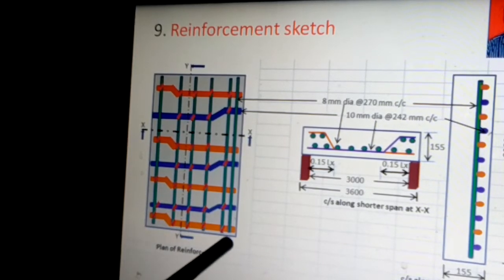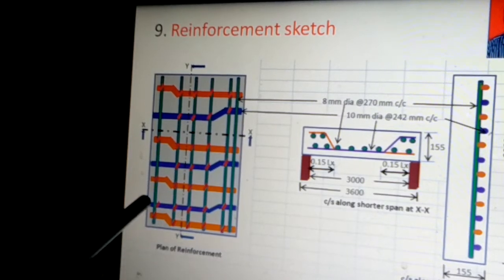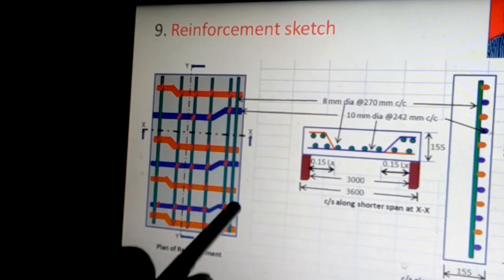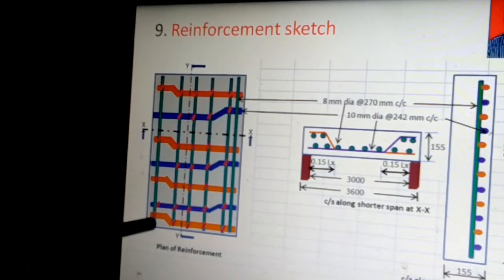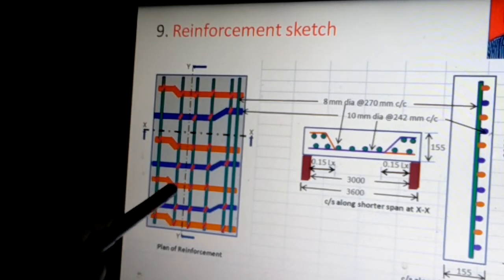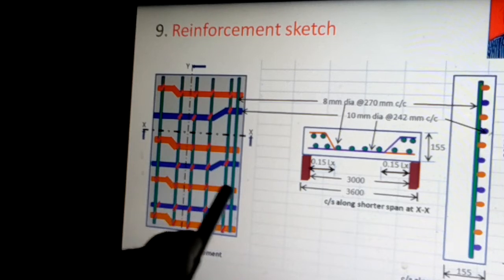So one bent up would be starting from this left end, and another, that is the blue, starting from the left side and bent up on the right support. So this way alternate bars will be bent up on each span. Suppose on the left side, this is bent up but this is not bent up, this is coming at the bottom of the slab, then this portion is bent up, then after 0.15 Lx it is at the bottom of the slab.